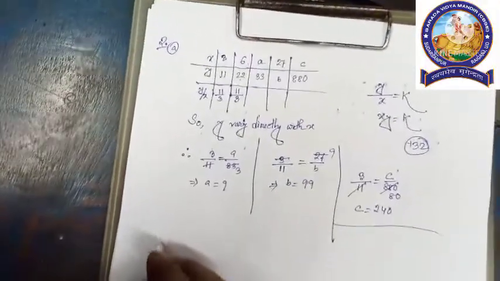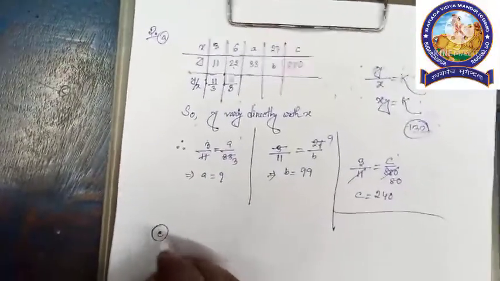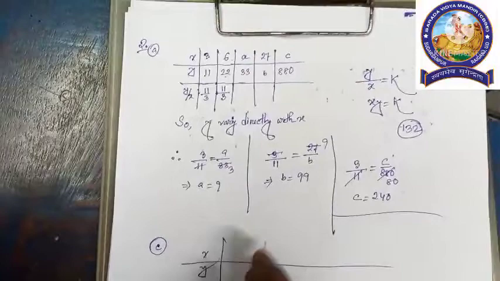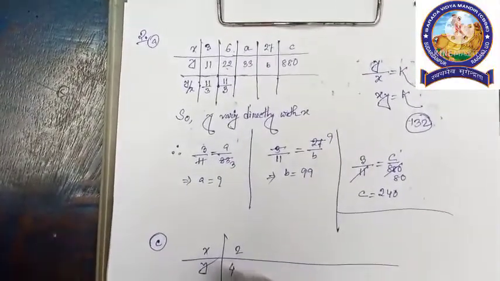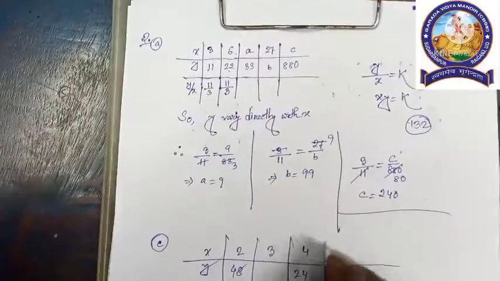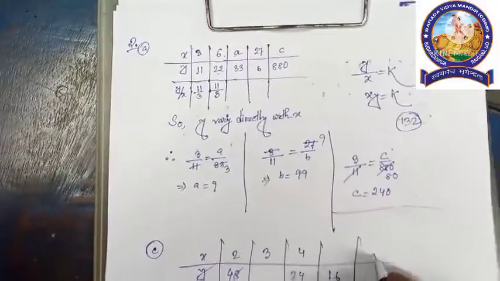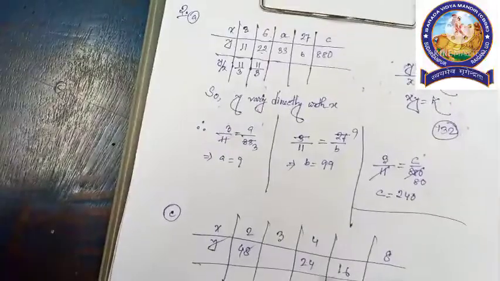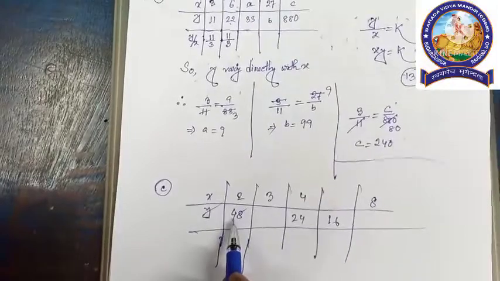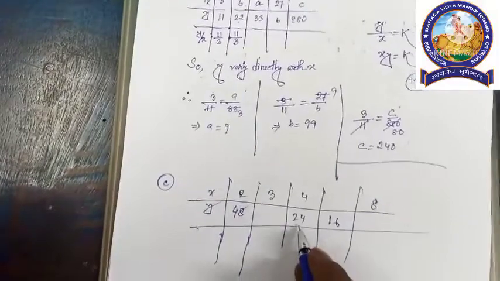Okay, another example. What is the value? x by y. The first value is given as 2 by 48. The second value is 3 and blank. The third value is 4 by 24. Blank, 16. 8 and blank. Here also, first we find the product. So 2 into 48 is 96, and 4 into 24 is 96.